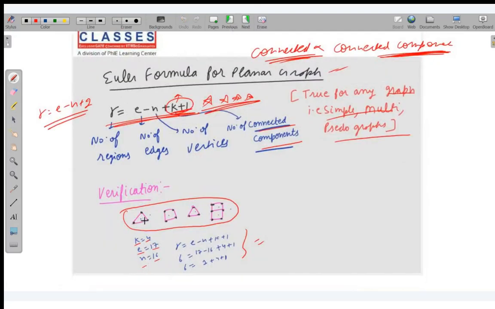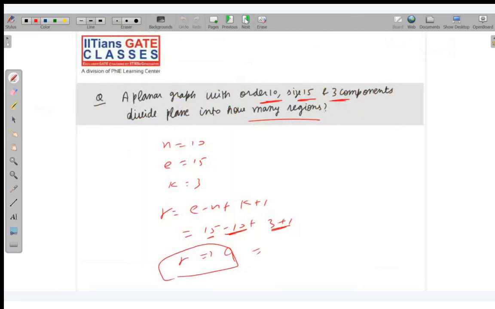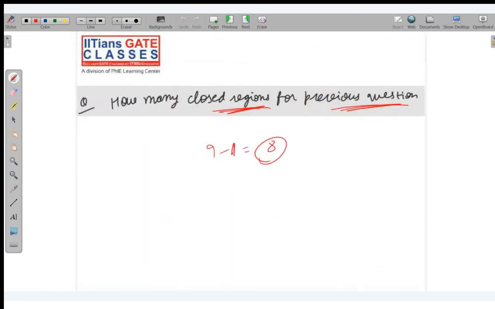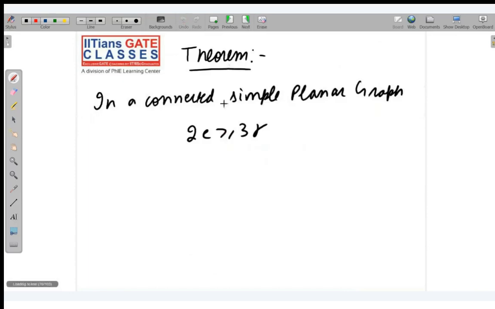In this graph, the number of regions were 1, 2, 3, 4, 5, and 6. Total 6 regions were there. Why 6 regions? 1, 2, 3, 4, 5, and the 6th was the open region. Now if you want to remove that open region, obviously you will do minus 1. So the answer is 8. Any doubt? No, sir. Okay. Let me jump to the next slide.